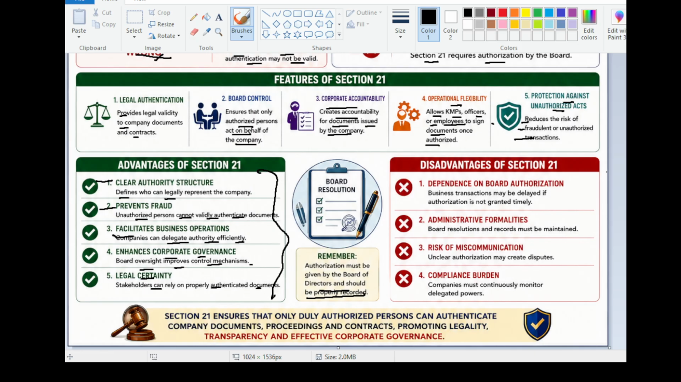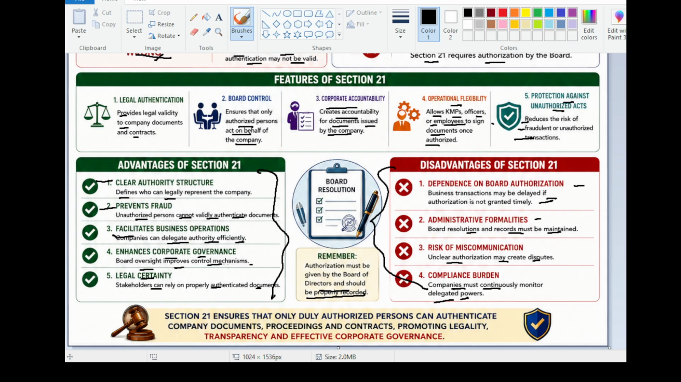After that, the disadvantages of Section 21. It depends on board authorization, so business transactions may be delayed if authorization is not granted on time. Administrative formalities: board resolutions and records must be maintained. Risk of miscommunication: unclear authorization may create disputes. And compliance burden: companies must continuously monitor delegated powers. So these are the disadvantages of Section 21.